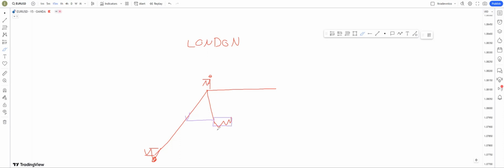So now, if Asia is not an actual strong low, the main thing I will look for in London is to potentially wait for the Asia low to get swept. So let me just make it blue. Everything in blue will be everything that happens during the London session to take out the low of Asia, creating the low of the day, right? And then reverse.